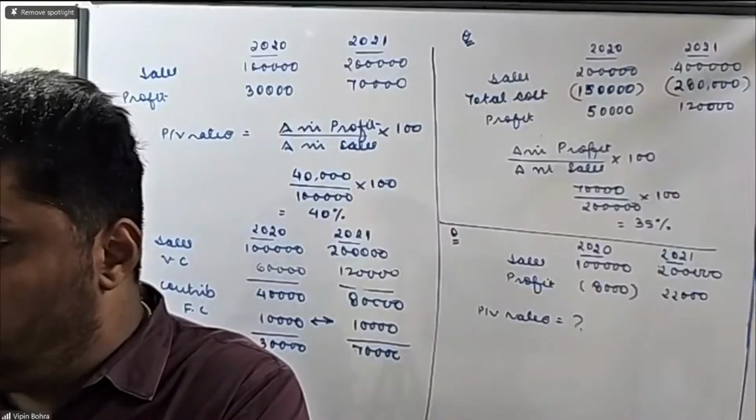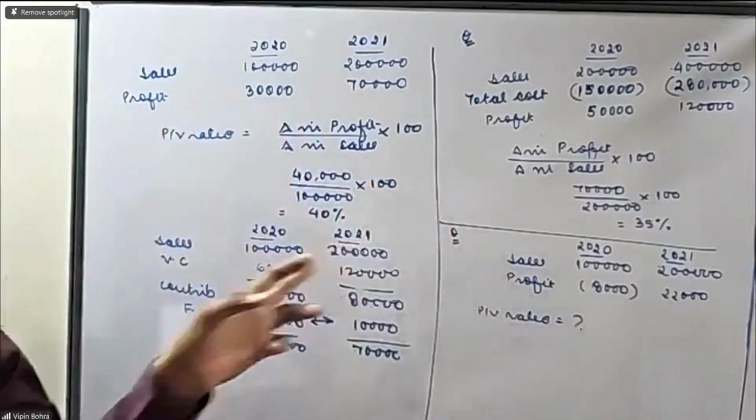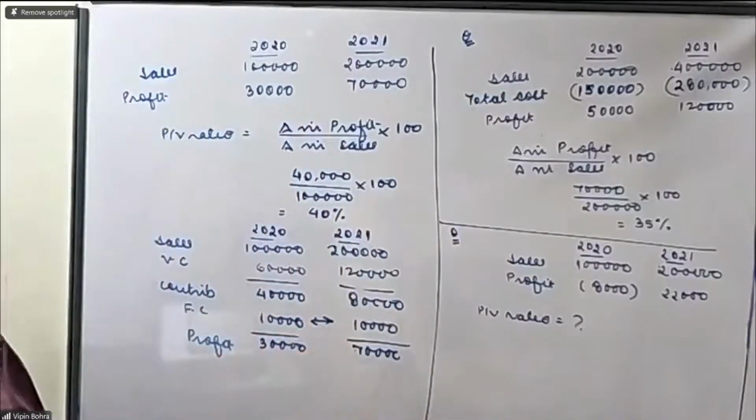Very good. It's common for both the years. See, herein also, it is 40% for both the years. The fixed cost is matching.